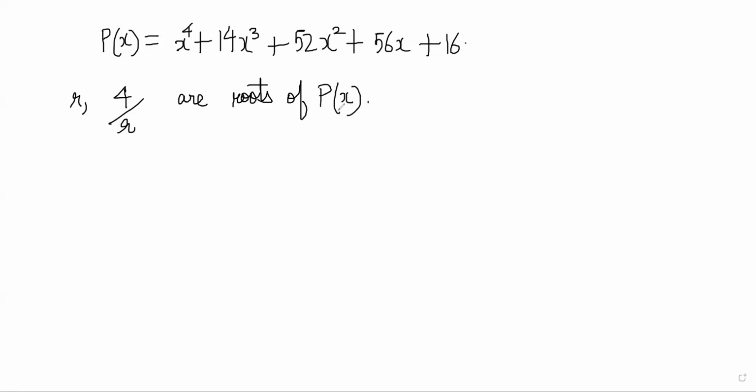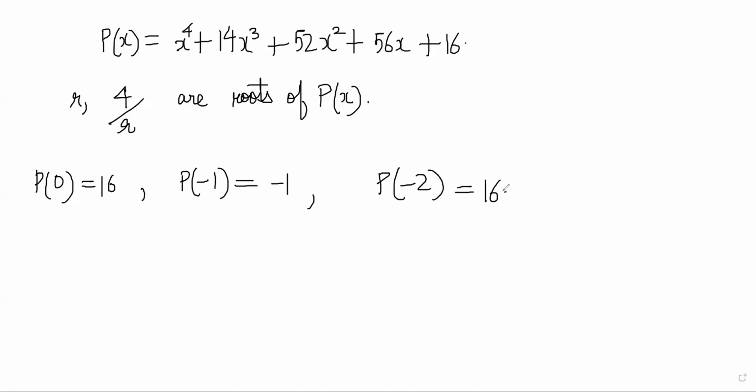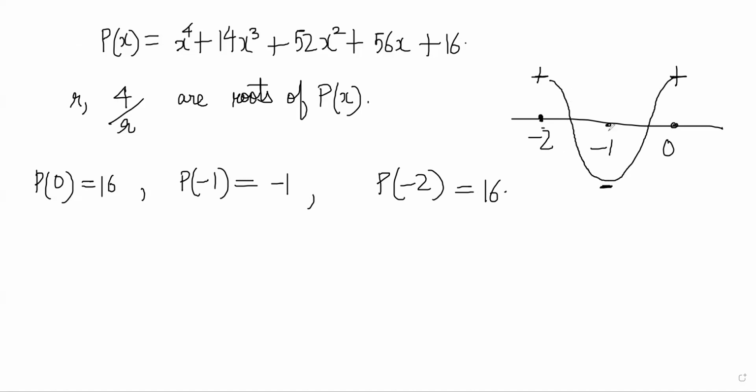Now we will take advantage of the property that a polynomial is always continuous. If you check the values, p of 0 is 16, p of minus 1 is minus 1, and p of minus 2 is actually plus 16. So 0 is here, minus 1 is here, minus 2 is here. The polynomial is positive at minus 2, negative at minus 1, and again positive at 0. So we know for sure that the polynomial changes sign between minus 2 and minus 1 and between minus 1 and 0. So obviously one root will be between these two numbers and one root between the other two numbers, right?